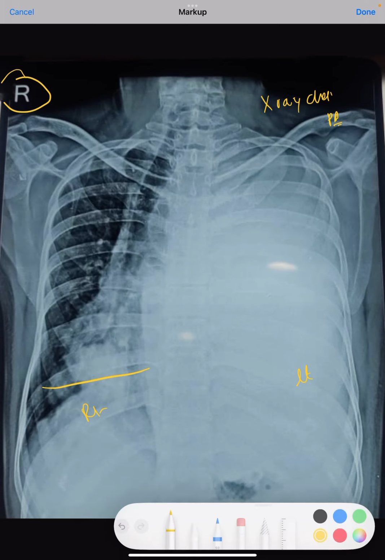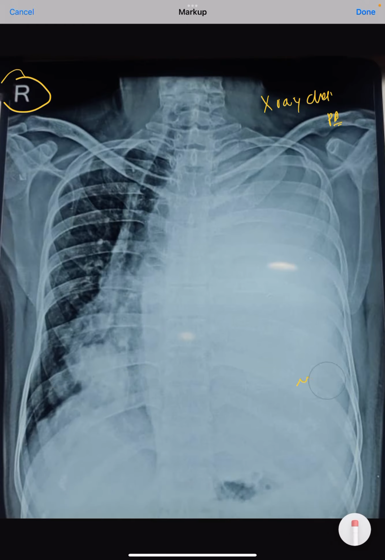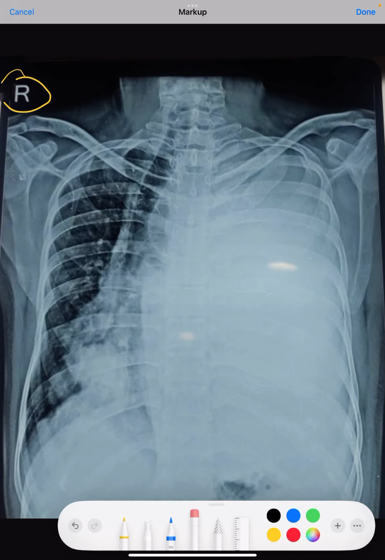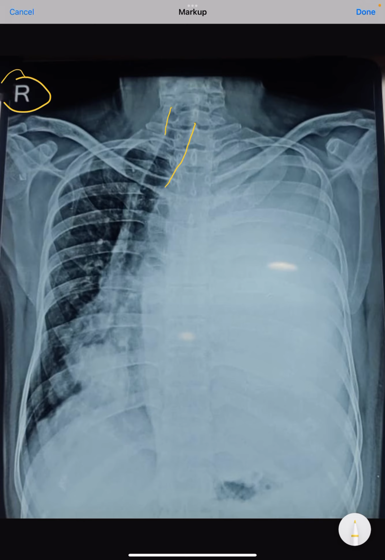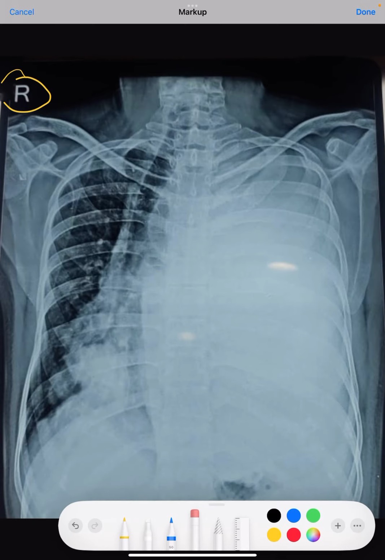Now where is the trachea? In this film, the trachea can be seen very crystal clear here. This is the trachea. So this is all trachea. This is the midline of the trachea. This is the right main bronchus and this is the left main bronchus. So if you notice it very well, you can see the trachea is outlined here.